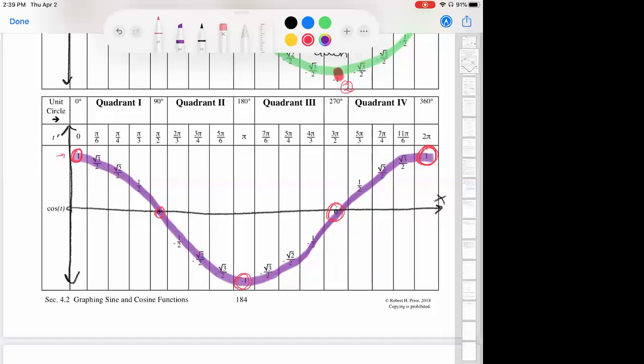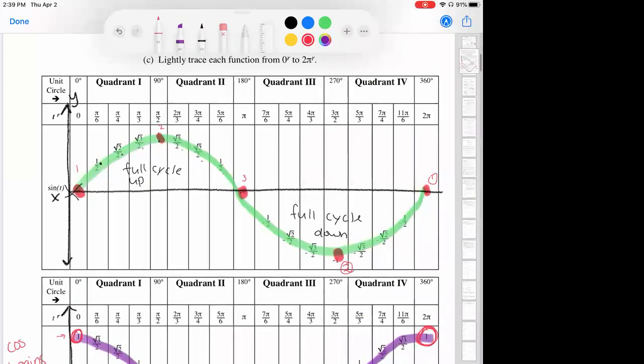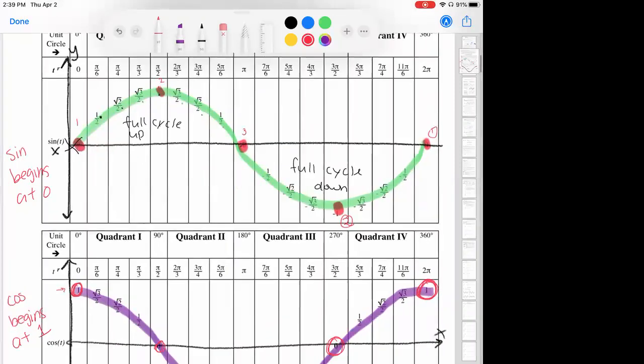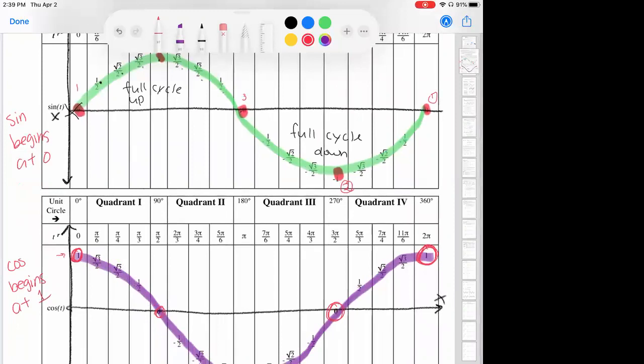Notice, cosine begins at 1, or a version of 1, and sine begins at 0. So that's a big teller of whether you have a cosine or a sine function. There are going to be problems in the future where you're trying to determine if it's a sine or a cosine. Just look at where it starts. Really, any sine function or any cosine function can be written as each other. It just depends where you start, where you want to read it from. So if we read it from 0, sine starts at 0. If we read it from 0, cosine starts at 1.